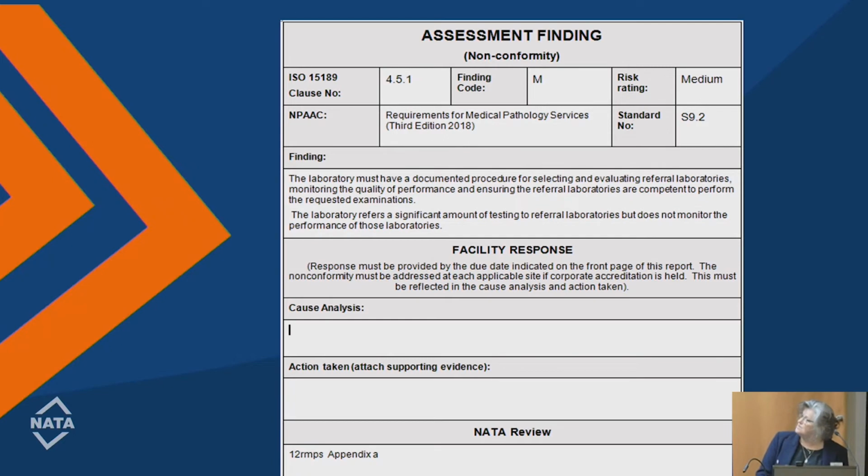So we write all our non-conformances to both ISO and to NPAC. The only thing with NPAC that doesn't align is the use of the NATA logo. Obviously, that's not going to be something that applies, so other than that, everything is matched. So the first line is the ISO. Everything's given a code, a C, an M, or an observation. The risk rating is high, medium, low.